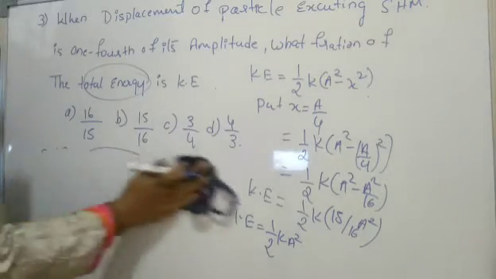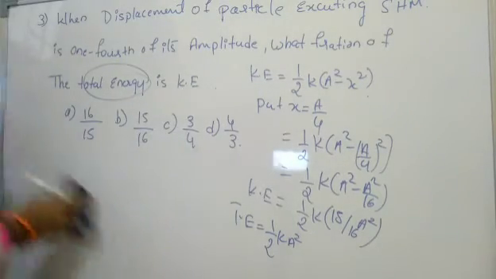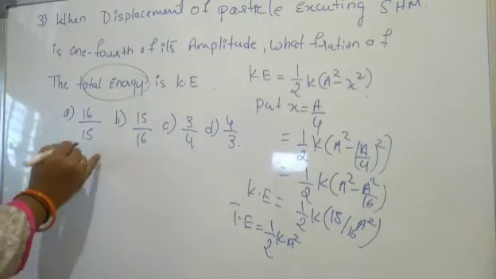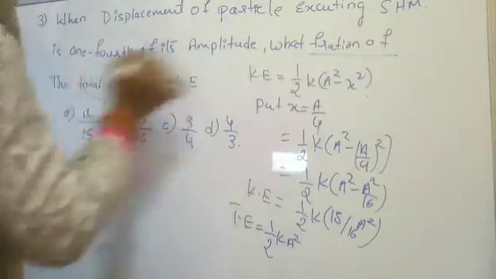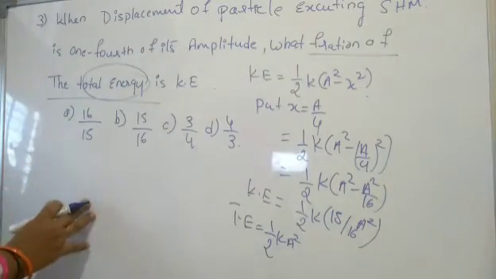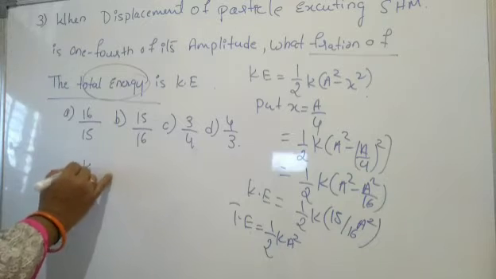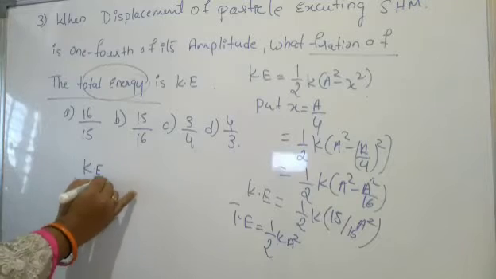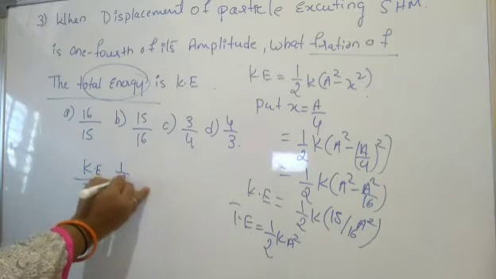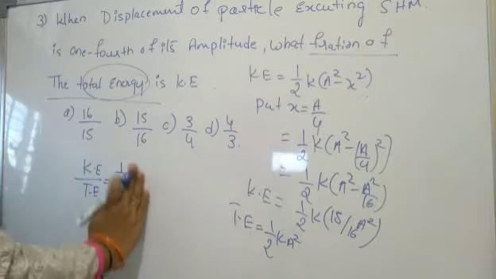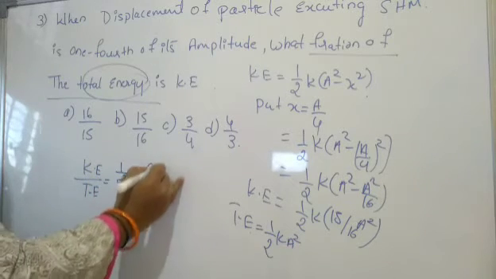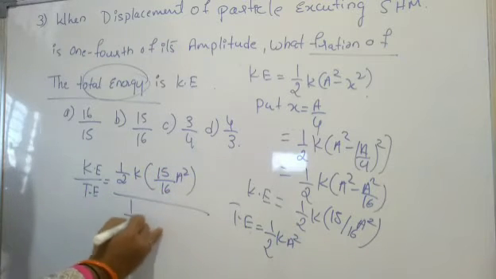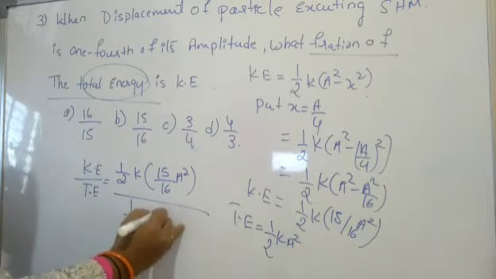Now I'll just erase this one. Okay, now what is this? Total energy is 1 by 2 K A square. What they have asked here is the fraction of the total energy that is kinetic energy, meaning kinetic energy by total energy. Kinetic energy, how much is it? 1 by 2 K, in brackets 15 by 16 A square, divided by 1 by 2 K A square.